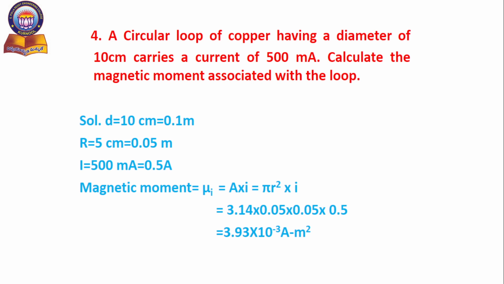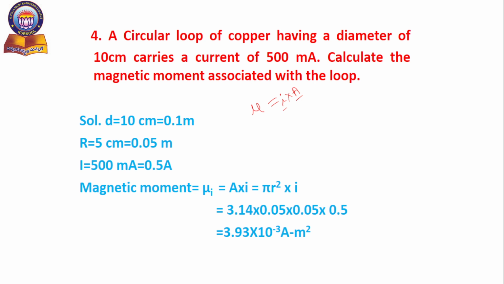Next, the last problem. A circular loop of copper having a diameter of 10 centimeter carries a current of 500 milliampere. Calculate the magnetic moment associated with the loop. So here is the circular coil of copper, and it is carrying current. How much is the magnetic moment associated with it? The magnetic dipole moment notation is mu. The formula is I into A, the current carried into the area of the circular loop.